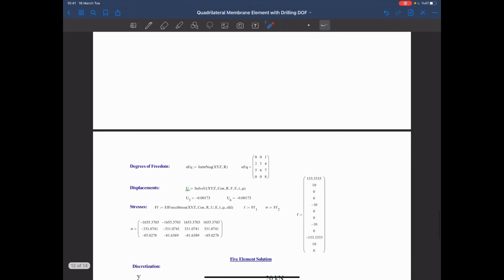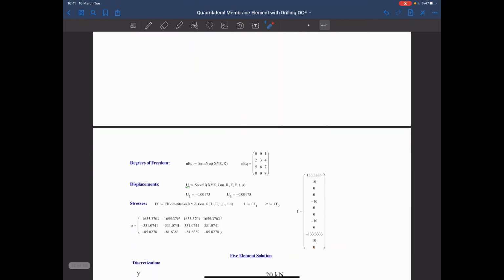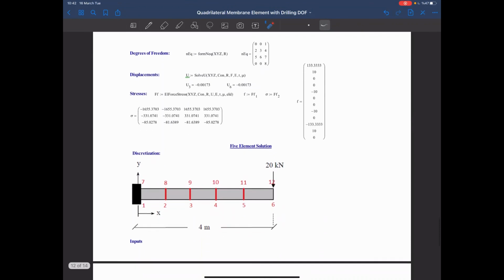What about the stresses? Of course, the element is in equilibrium, so there is no change in the nodal forces. But for the stresses, we were expecting to get 3333 for the axial stress, but these are almost half of it. We see stresses in the other direction. This is because of the Poisson effect. These are the shear stresses. We were expecting to get 100, but these are around 83. So I should increase the number of elements to obtain a better solution.